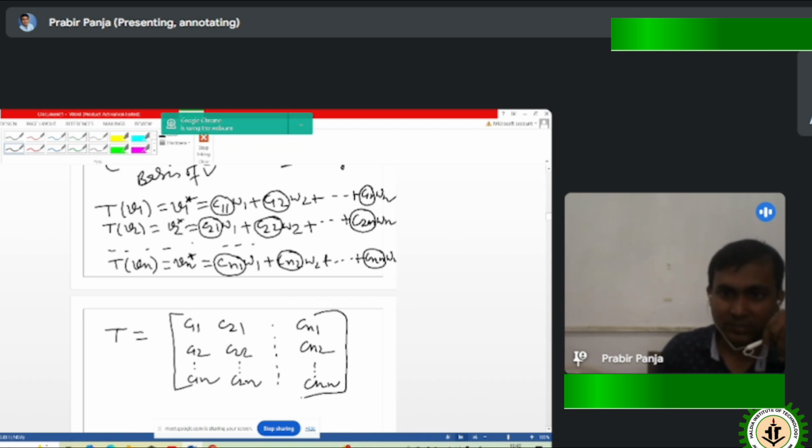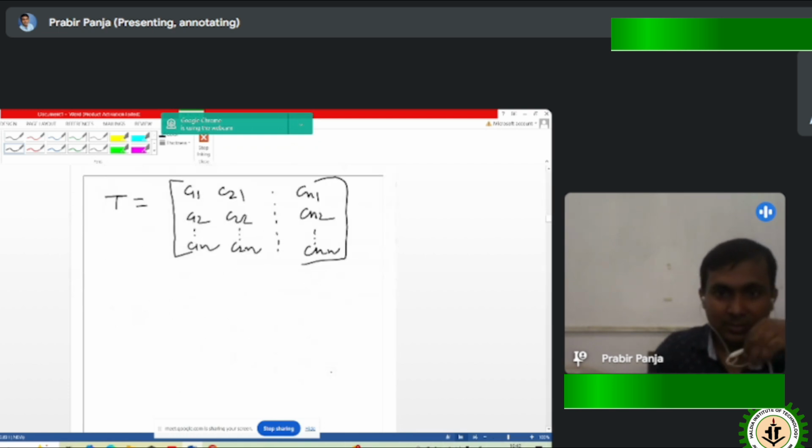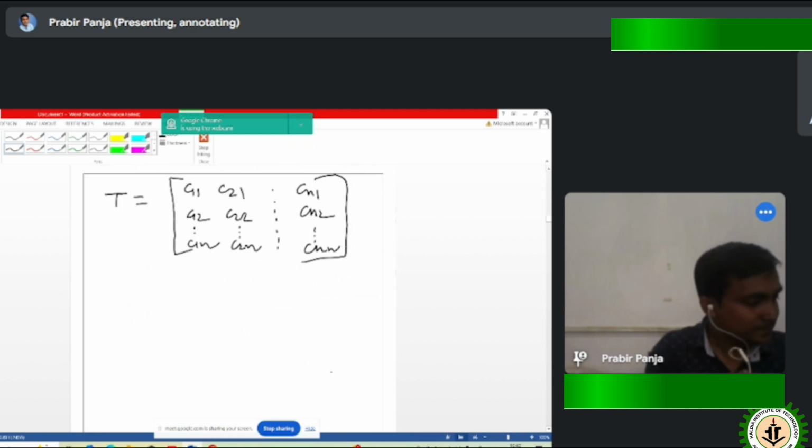And ultimately this will give the matrix representation of the linear transformation T. So this is the way to get it. Now suppose we have a particular problem. Suppose we have to compute the matrix for the mapping T.